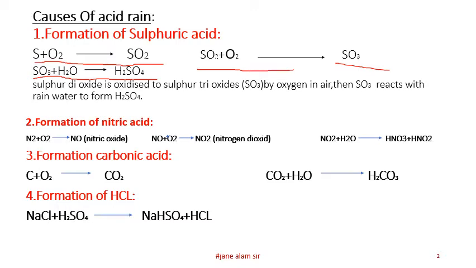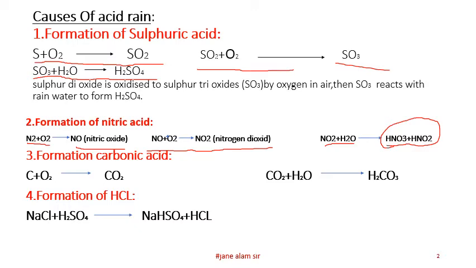Here you see nitrogen reacts with oxygen to form nitric oxide. When nitric oxide again reacts with oxygen it forms nitrogen dioxide, NO2, and this nitrogen dioxide when dissolved in rainwater, that means H2O, forms nitric acid HNO3 and nitrous acid HNO2 as rain on earth.